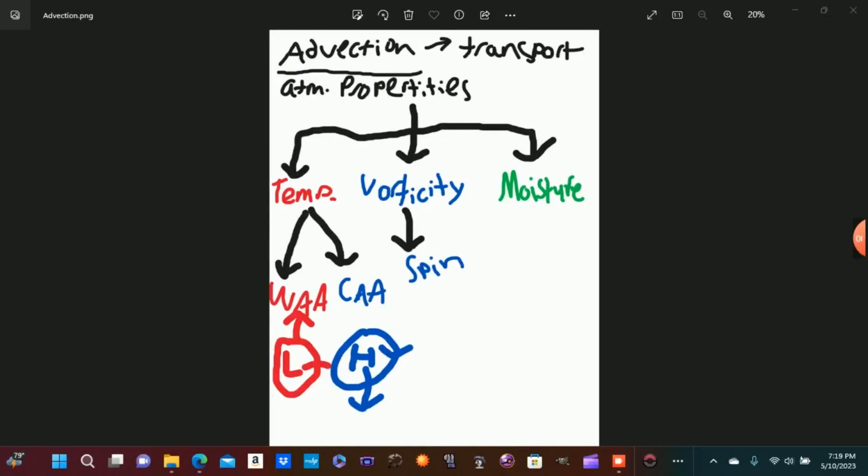Warm air advection is in proximity to the low pressure, which we know from mass continuity dictates that air is going to be rising with low pressure. And cold air advection is associated with high pressure. And so that we know will create sinking air for mass continuity.